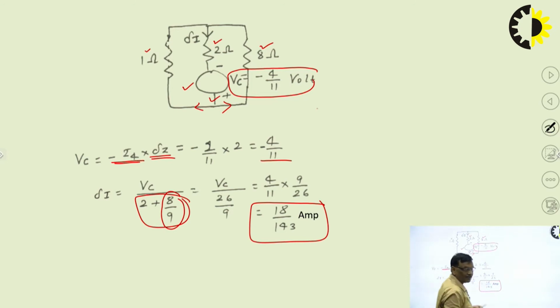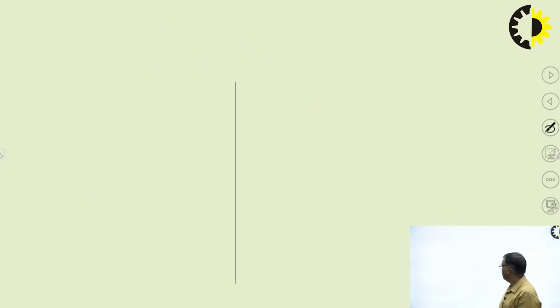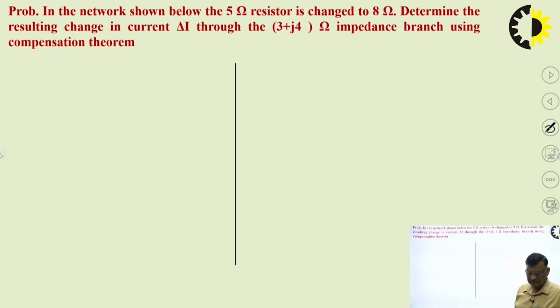So this delta I is from the circuit of the compensation theorem. And we have seen that both delta I are equal, hence the theorem is verified. So for the verification there are 3 steps. First, find the original current of the original network, then draw the modified circuit and find the new current, and take the difference of these currents. That is step 1, we can say.